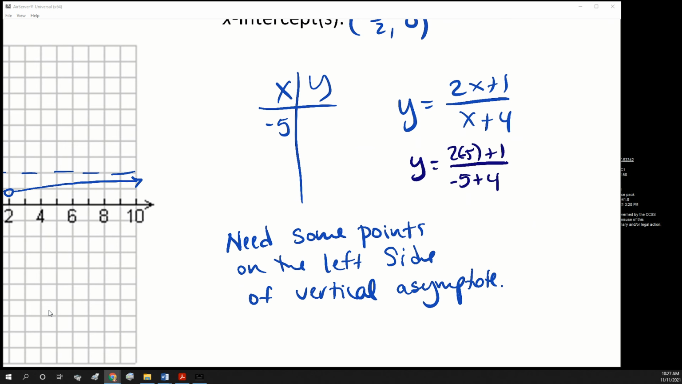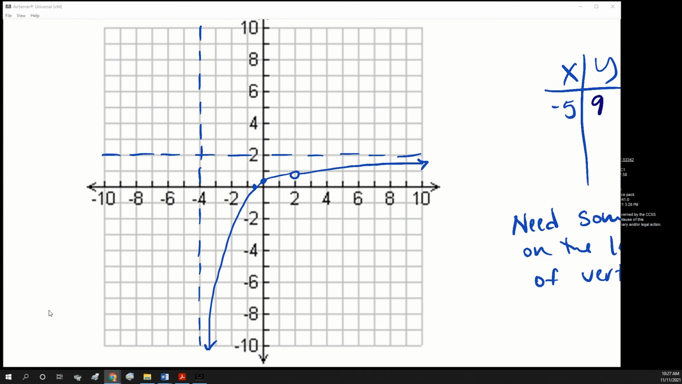All right. So it looks like in the numerator, you're going to get -9. In the denominator, you're going to get -1. So that's a point at -5, 9. All right. So it's going to graph that point over there. All right. And let's go ahead and find another one.